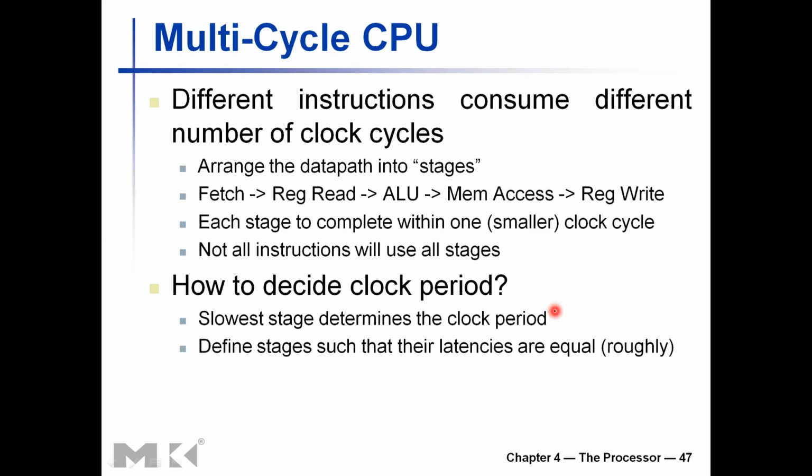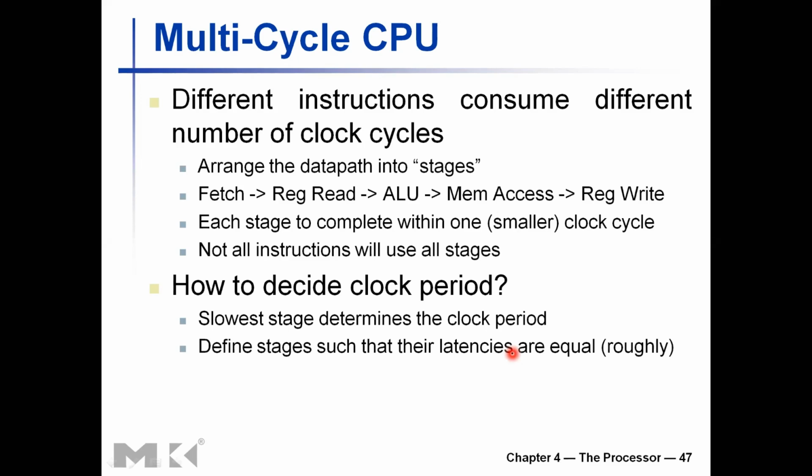Then you need to define these stages, what operations go into each stage. You need to define them so that the time taken for each stage is roughly equal. If you can do that, then you can make the clock cycle as small as possible and get the maximum utilization or maximum efficiency. That sort of a CPU will be a lot more efficient than what we have in our single cycle implementation.